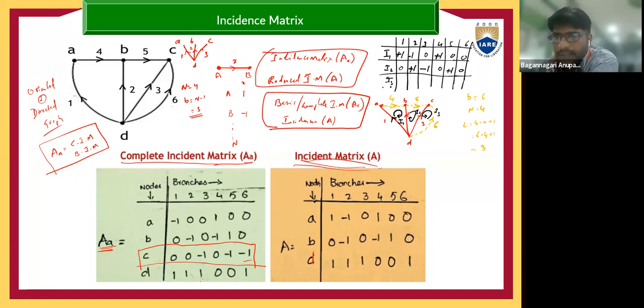Similarly, we write it for I3 as well. So that is for loop 3. What are the branches, twigs and links involved? Only 2, 3 and 4, 3 and 6. 3 and 6 are the only two branches or twigs involved, so the rest are 0. And the link is 6, so you'll get it as plus. What about 3?